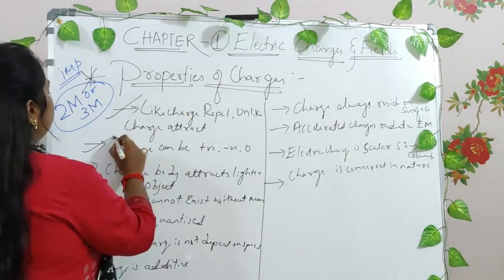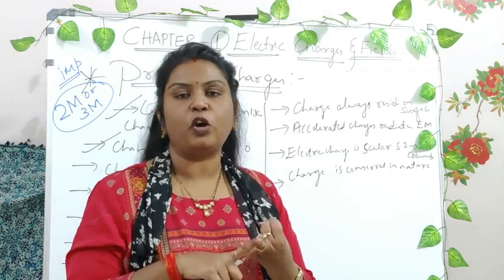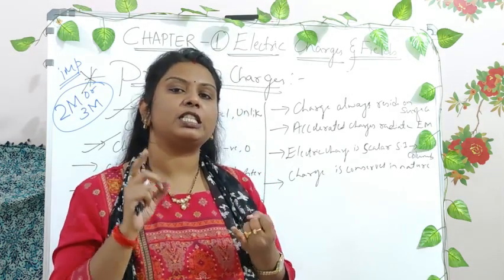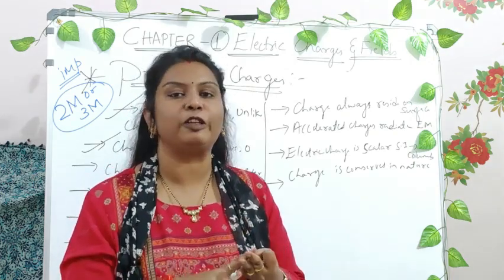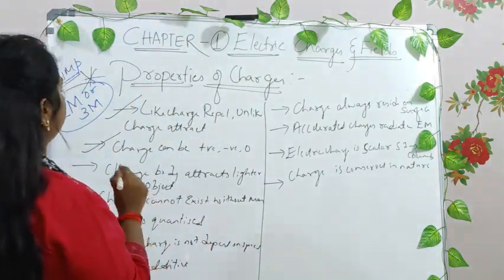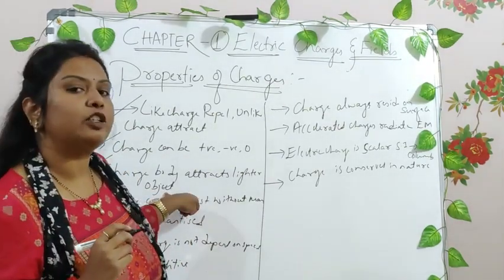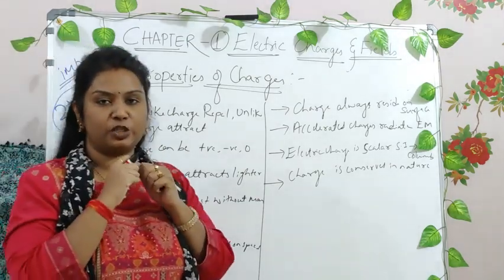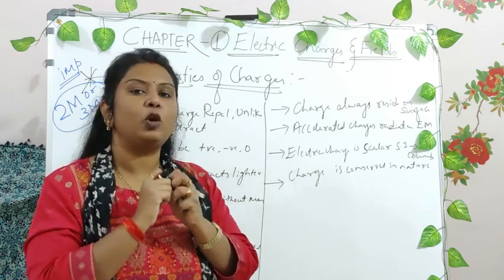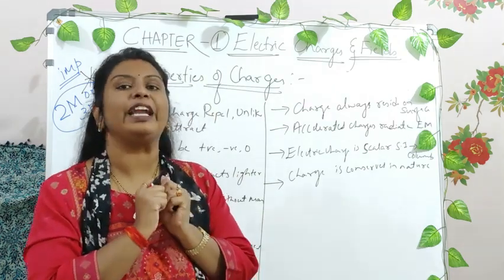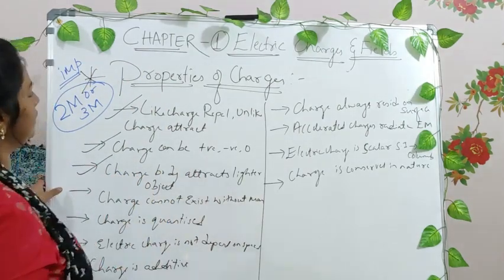The next property is that charges can be either positive, or negative, or zero. The charge is positively charged, negatively charged, or neutral, and the neutral value will be zero. This is the second property. Now the third property is that a charged body attracts a lighter object. Whenever you have a charged body and many other bodies, the charged body will always attract the lighter body through induction. You should remember this.